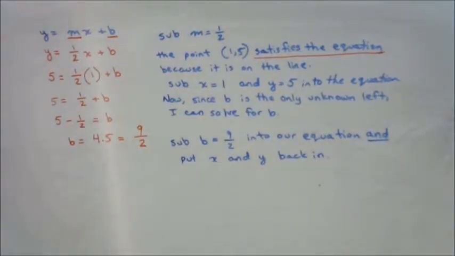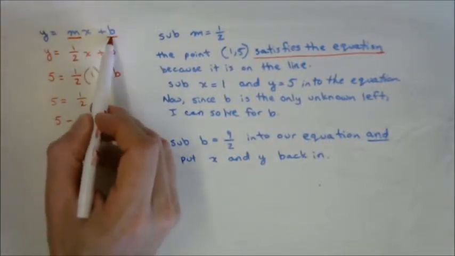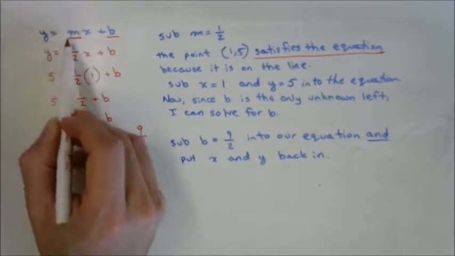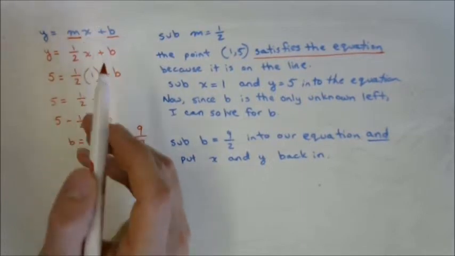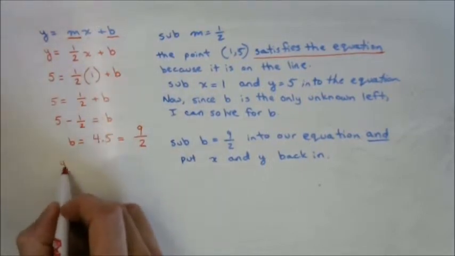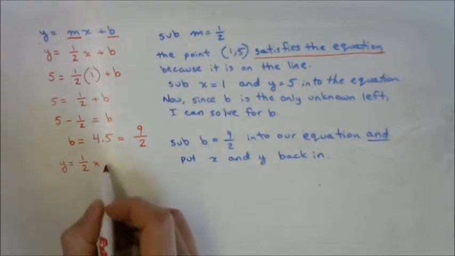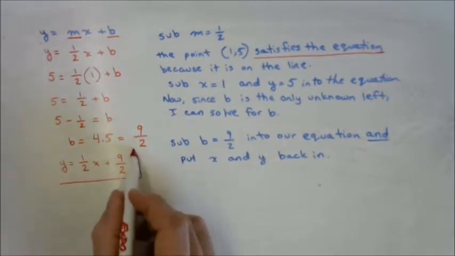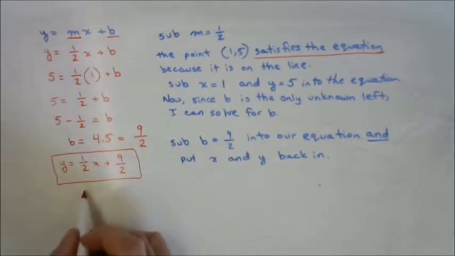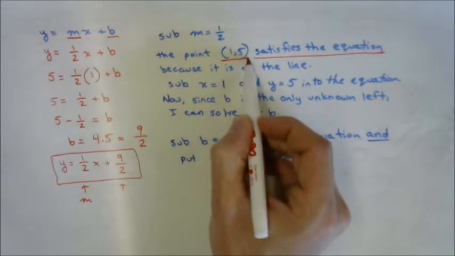So our equation is always in the form y equals mx plus b, where m is the slope, b is the y-intercept, and x and y are the variables. x is the independent variable, y depends on x. So when we're all said and done, we've got y equals 1/2 x plus 9/2. This is the equation of the line that has a slope of 1/2 and goes through the point 1, 5.